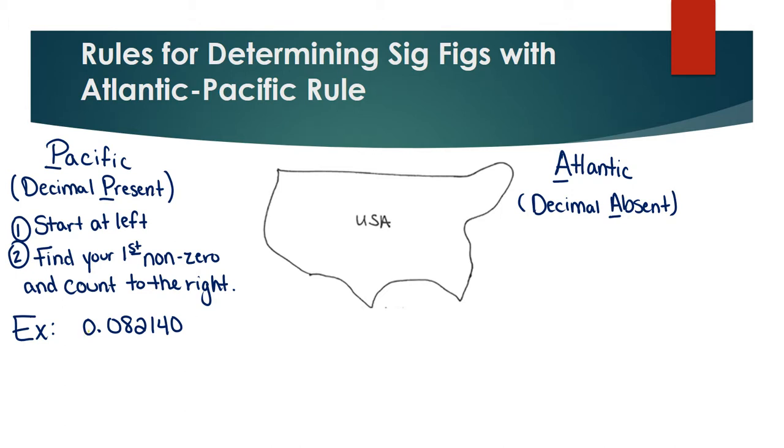As I make my way over, well, 0 is obviously a 0, and so is this. So my first non-zero digit is this 8. What I like to do as I start counting is underline, or you could use a highlighter, at your first non-zero, being the 8, and draw an arrow all the way to the right. Now we're going to count how many values we underlined. There's 8, 2, 1, 4, 0. This number has 5 significant figures.